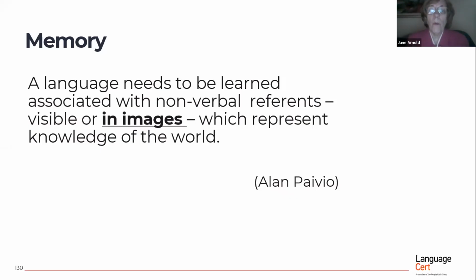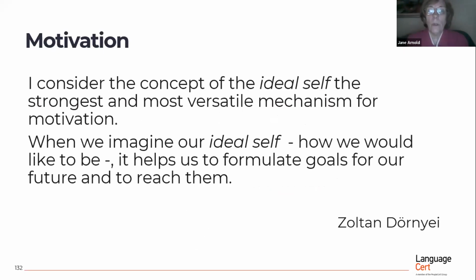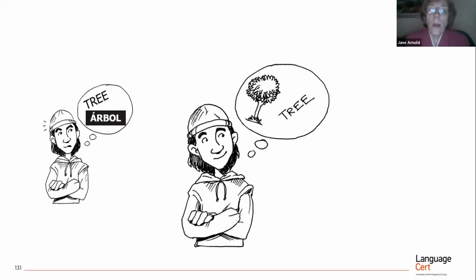For example, memory. According to Allan Paivio, a language needs to be learned and associated with nonverbal reference, visible or in images, which represent knowledge of the world. And this is why it's easier to learn a word if we associate it with what it really represents, rather than the word in our native language. For example, with trees, there are not often trees in our classrooms, so learners can associate them with a mental image, and it will be much easier to learn that way.